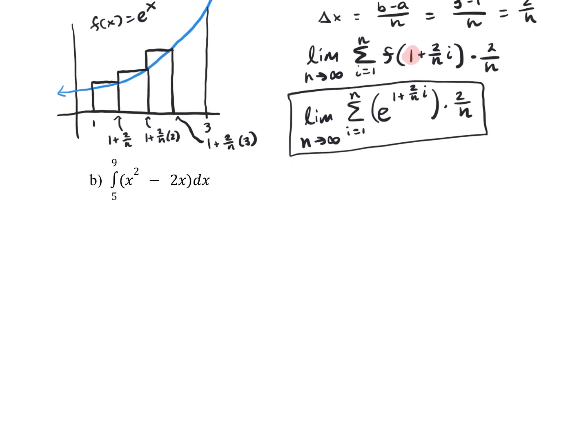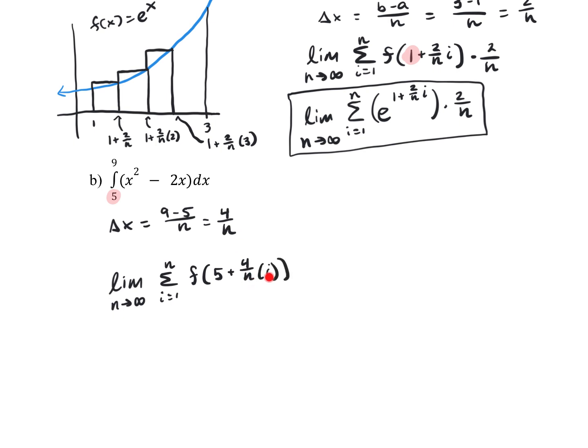So here we have the integral from 5 to 9 of x squared minus 2x dx. Just like we did in the last example, we're going to start by finding, or defining, delta x. So delta x is going to be b minus a over n, so we're going to call it 4 over n in this case. We can do another right endpoint Riemann sum. So the limit as n approaches infinity from i equals 1 to n. And this time, our lower boundary is 5. So we're going to start with 5, and then add as many widths as we need. So it'd be 4 over n times i.